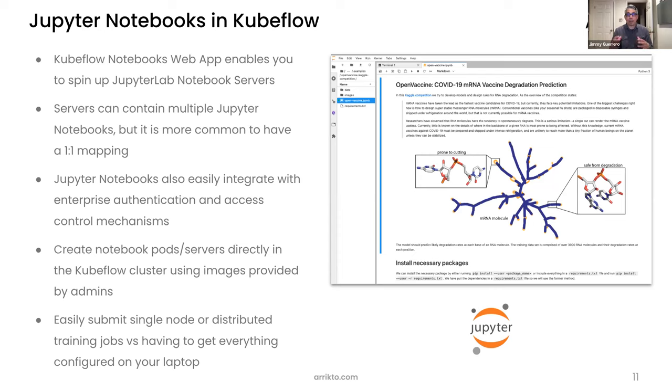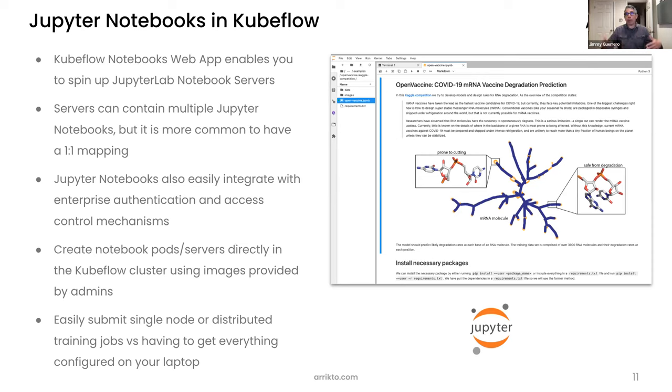And the other upside here, if you're working with Jupyter notebooks inside of Kubeflow, is that you can now easily integrate enterprise authentication and access control mechanisms that you already have, probably at your enterprise. The other upside is that you can create notebook pods or servers directly on the Kubeflow cluster with images that may have been provided by an administrator. The idea being here is that I don't have to work locally and then figure out how do I get this notebook up into that cluster that's up in the cloud, right? As opposed to that, I can just work directly in that cluster, and I can mitigate that whole need to figure out how to migrate my notebook up there. I know that I'm working in an environment where it's going to work.